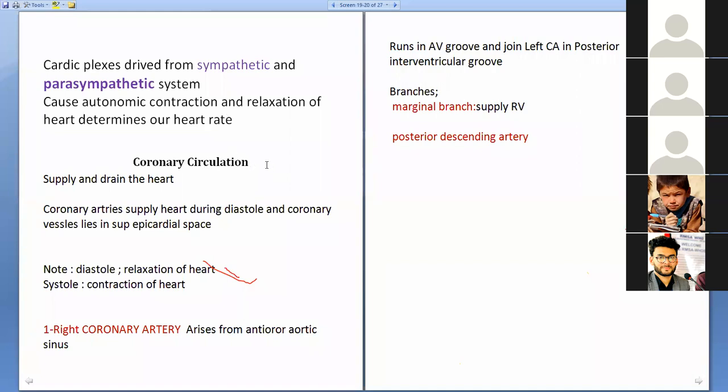Okay, our main topic today is coronary circulation. It is a very important topic, very important. This is our last topic, so stay tuned, okay?